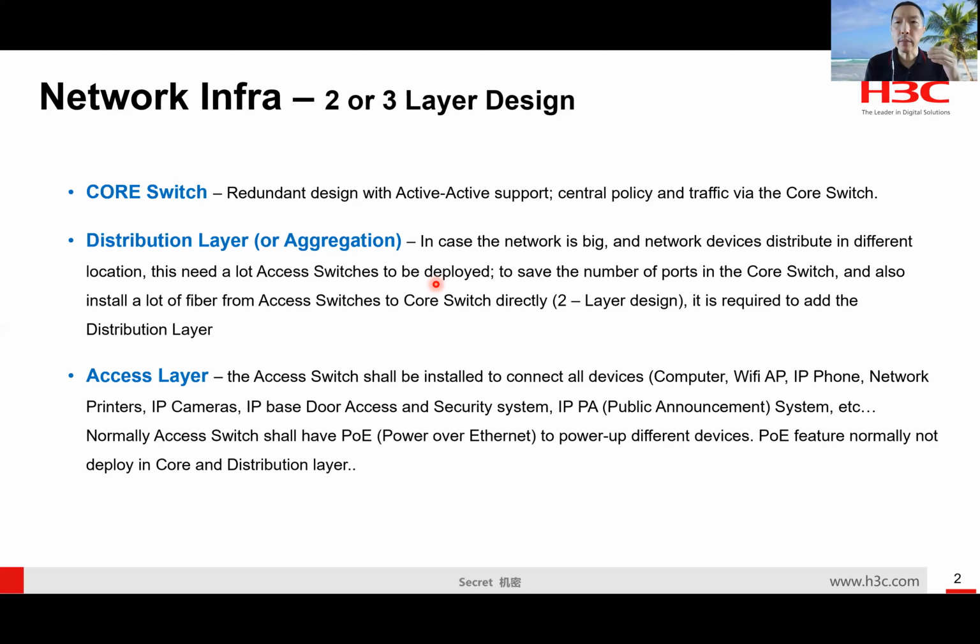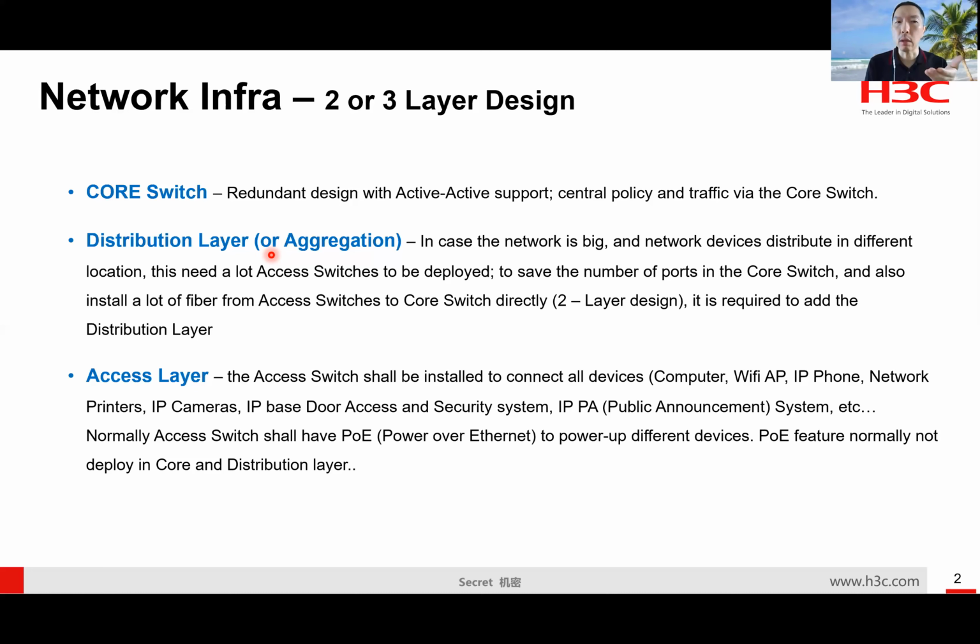The second layer, normally we call the distribution layer, or sometimes the aggregation layer. So what is the distribution layer? What does the aggregation layer do? Normally, in case the network is very big, and there will be a lot of network devices installed everywhere in the campus network. Network devices like the Wi-Fi AP and your computer will connect to the access switch.